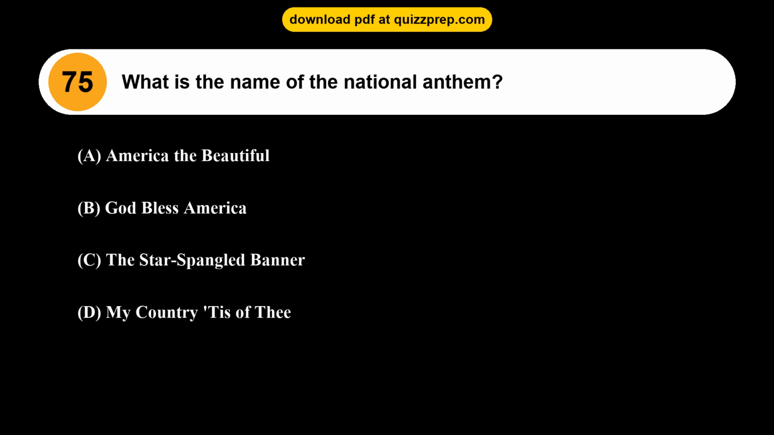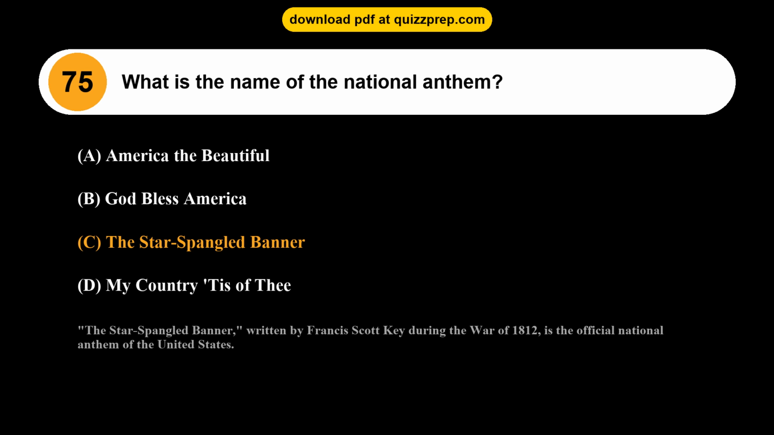Question 75. What is the name of the national anthem? Option A, America the Beautiful. Option B, God Bless America. Option C, The Star-Spangled Banner. Option D, My Country, 'Tis of Thee. The correct answer is option C, The Star-Spangled Banner. The Star-Spangled Banner, written by Francis Scott Key during the War of 1812, is the official national anthem of the United States.